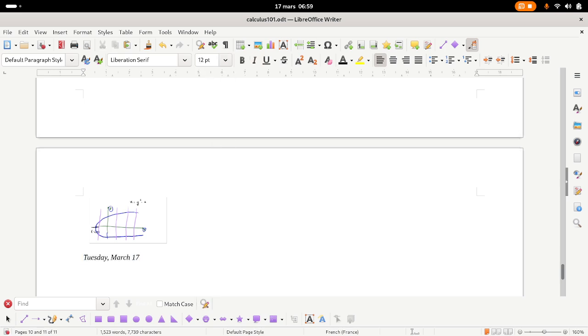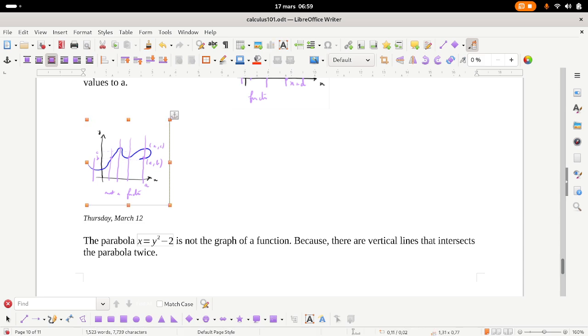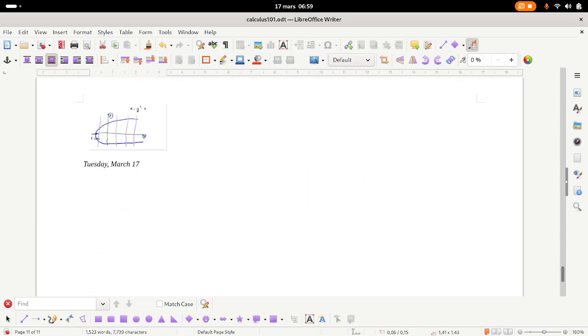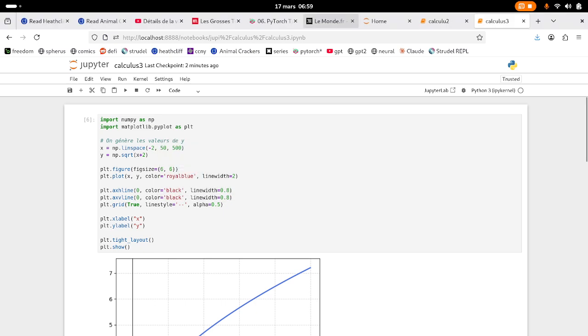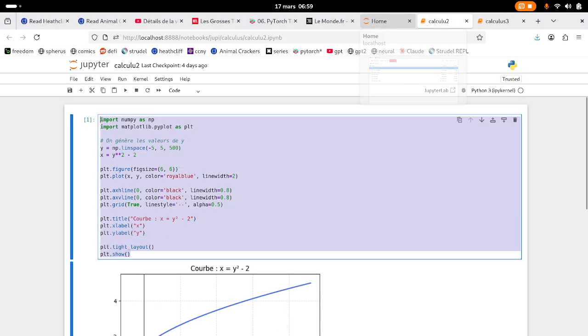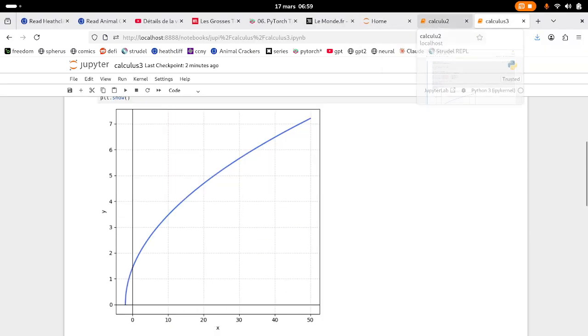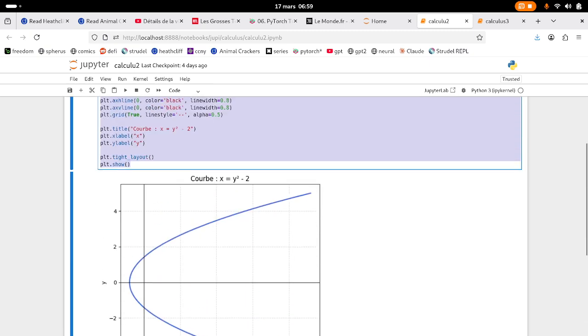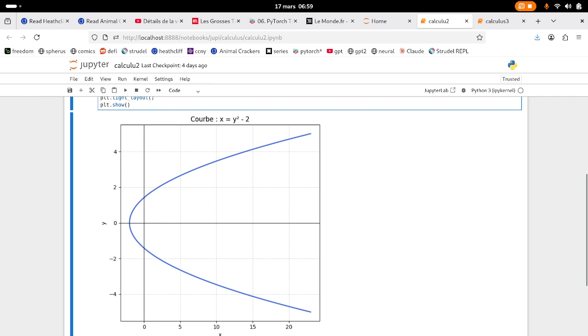I said that this function was not the graph of a function. Maybe I have it here in Calculus 2. Okay, this is not a graph of a function of x.